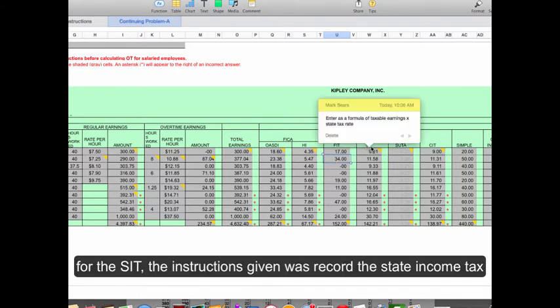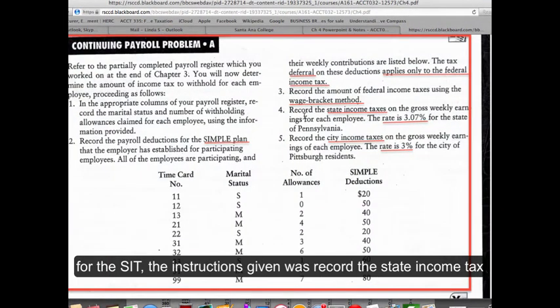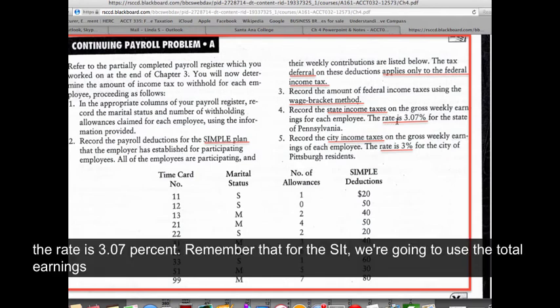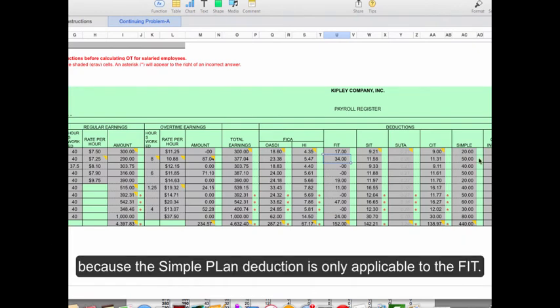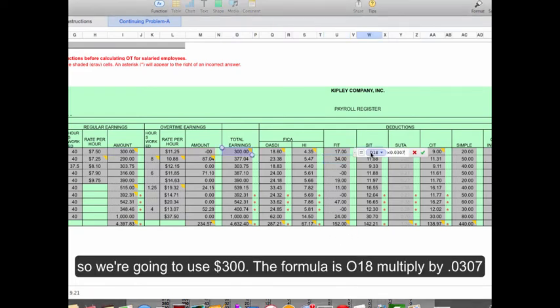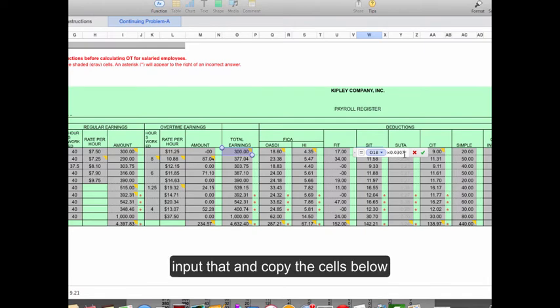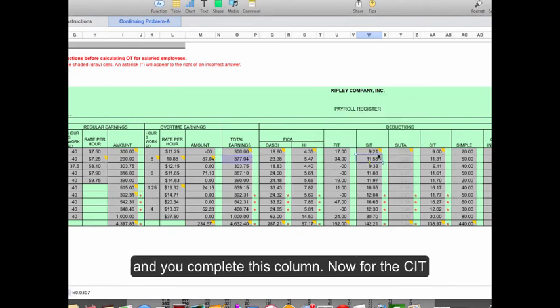Now for the state income tax withholding, the instructions say to record the state income tax, and the rate is 3.07%. Now remember that for the SIT, we're going to use the total earnings because the simple plan deduction is only applicable to the FIT. So we're going to use 300. So the formula is this $300 total earnings, multiplied by 0.0307. Input that and copy the cells below and you complete this column.